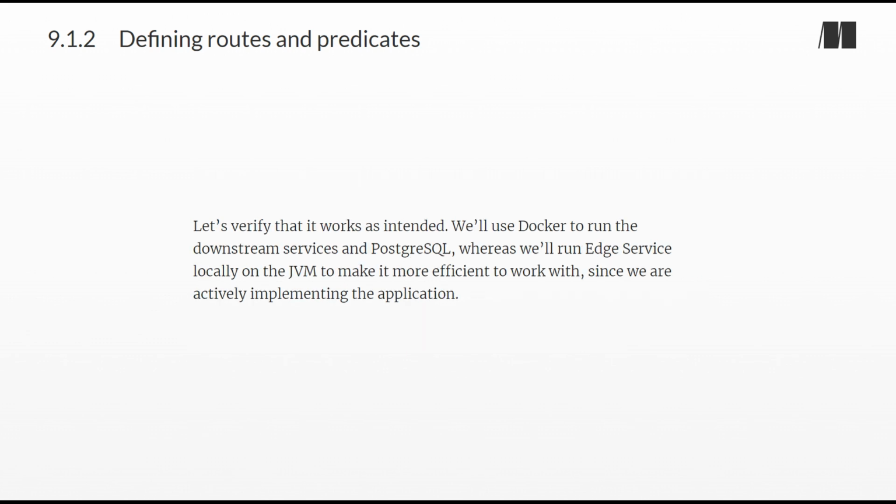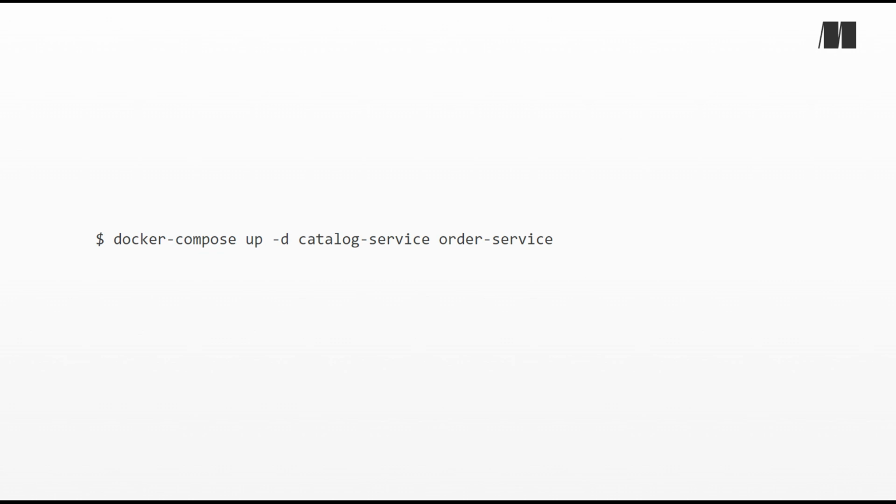Let's verify that it works as intended. We'll use Docker to run the downstream services and PostgreSQL, whereas we'll run Edge Service locally on the JVM to make it more efficient to work with, since we are actively implementing the application. First, we need both Catalog Service and Order Service up and running. From each project's root folder, run ./gradlew bootBuildImage to package them as container images. Then start them via Docker Compose.